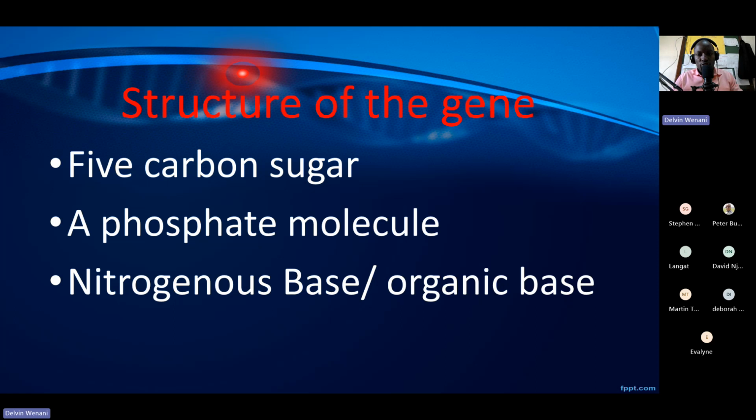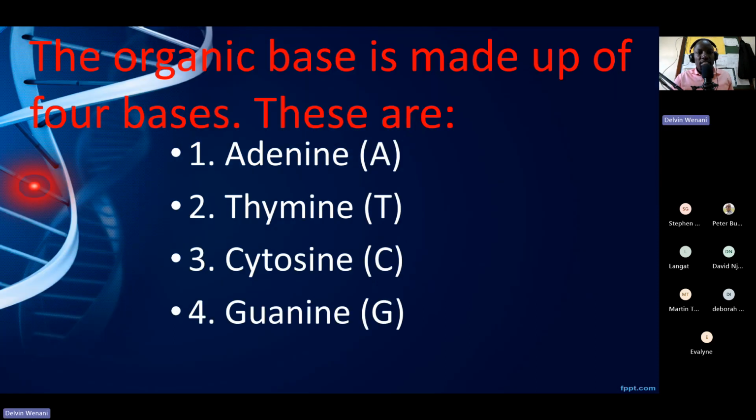Now, we shall go deeper and look at the nitrogenous bases in depth. The nitrogenous bases are made up of 4 bases. I'm going to display the structure of the gene, and you'll be looking at the structures I'm talking about. The organic bases are as follows. Number 1, we shall be looking at something known as adenine.